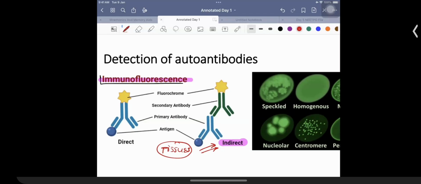In ELISA, you take the blood sample of the patient and detect the antibodies directly. Here, in the tissue, you have to detect antibodies, whether the antibodies are present in the tissue or not. So you can have DIF or you can have indirect immunofluorescence.